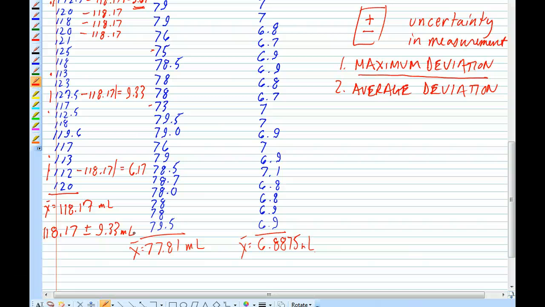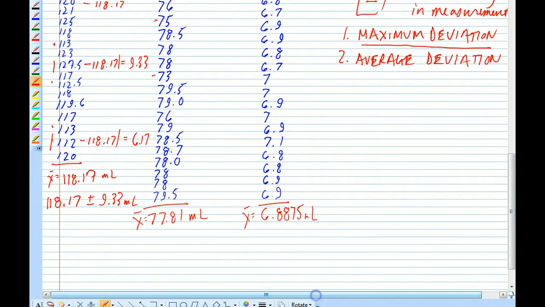Now it's true, it does throw it over that line, and if you wanted, you don't have to make it symmetrical. You could say plus this or minus this. It's just not usually done that way. So this is how we would report. This is a very reasonable way to report the volume in that container.